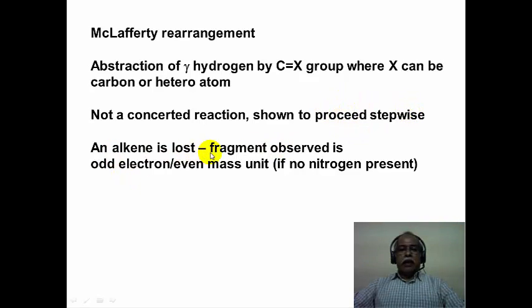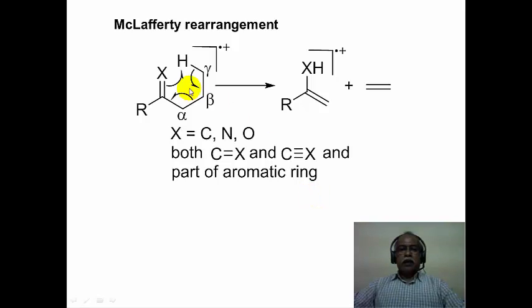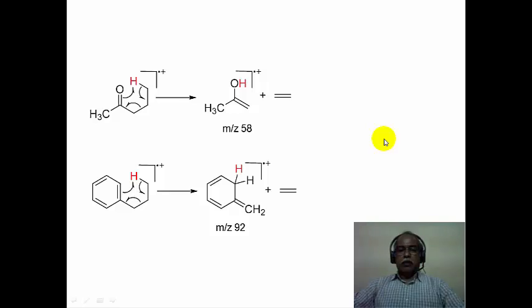An alkene is generally lost. The fragment observed is an odd electron, even mass unit ion, if no nitrogen is present. This is something we have already discussed. So this is a McLafferty rearrangement. This is the alpha, beta, gamma hydrogen. This gamma position hydrogen is abstracted by the X, resulting in the formation of this kind of ene product, and ethylene is lost from the beta-gamma carbons as an ethylene unit. So typically an alkene is lost during the McLafferty rearrangement.